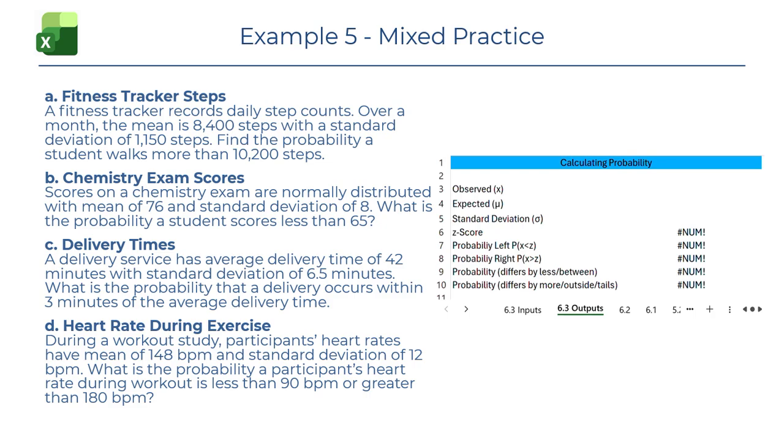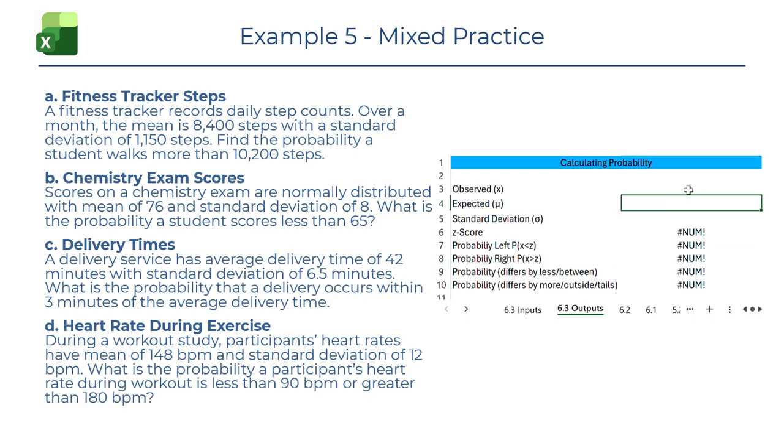For the first example, a fitness tracker records daily step counts. Over the month, the mean is 8,400, so again, that's expected, with a standard deviation of 1,150 steps. We want to know the probability that a student walks more than 10,200 steps. So that's our observed value, and we would be looking for greater than or more than 0.0588.